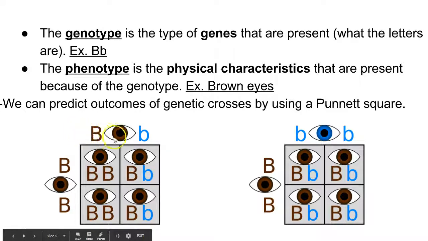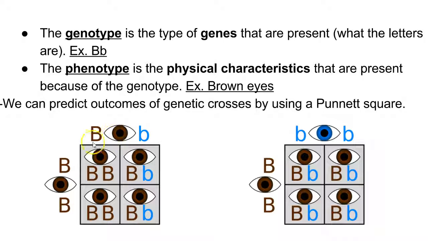So like if this was the dad has brown eyes, and his genotype for those brown eyes is a capital B, so a dominant for brown, and then he has a recessive for blue. Okay, dominant is always stronger. So if you have one of each, that dominant is going to cover up that blue.